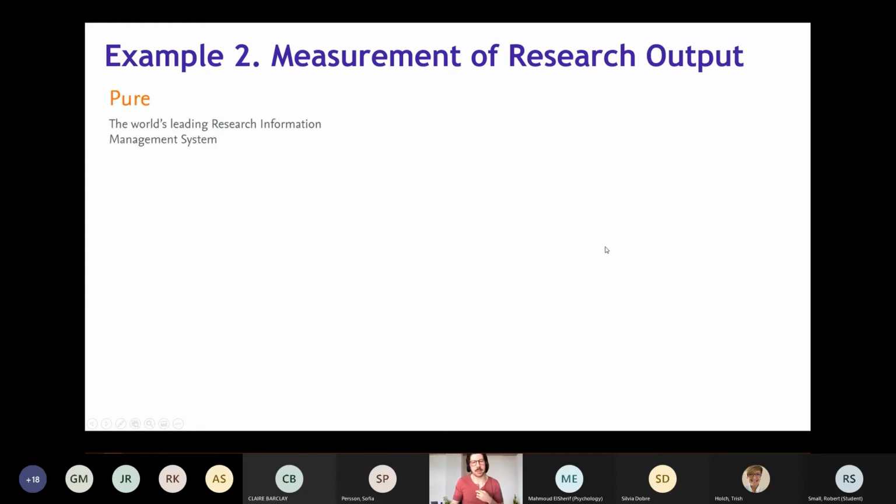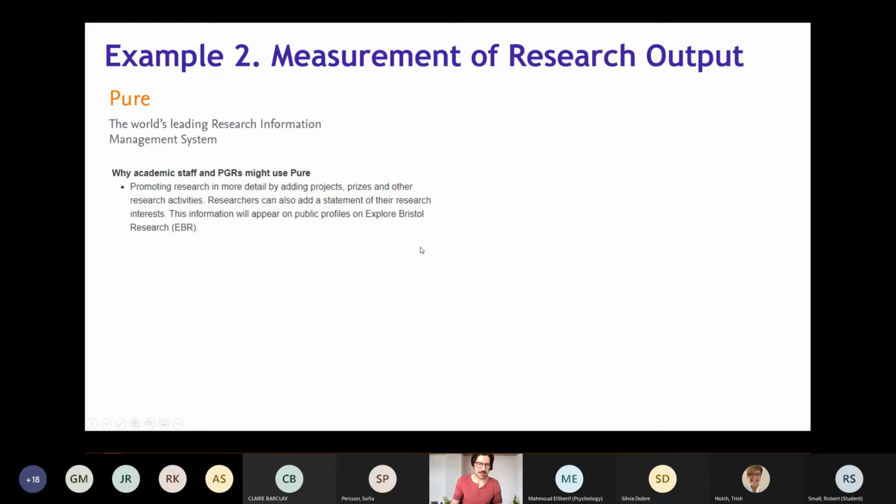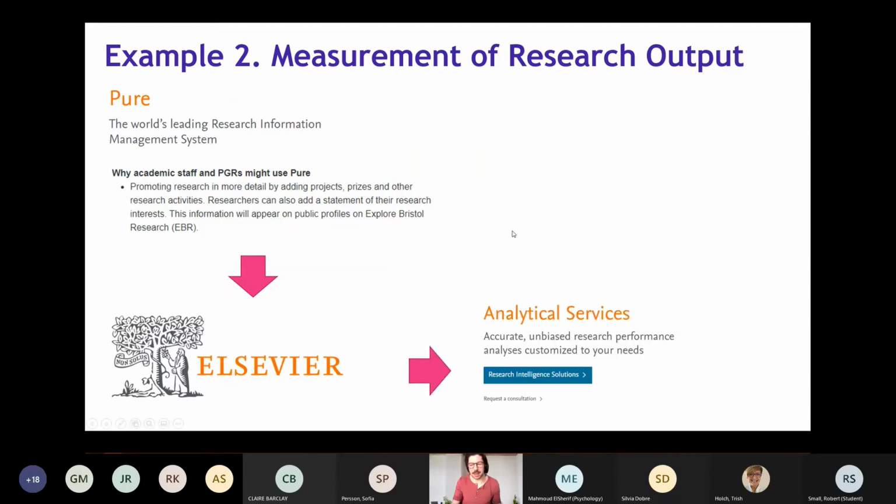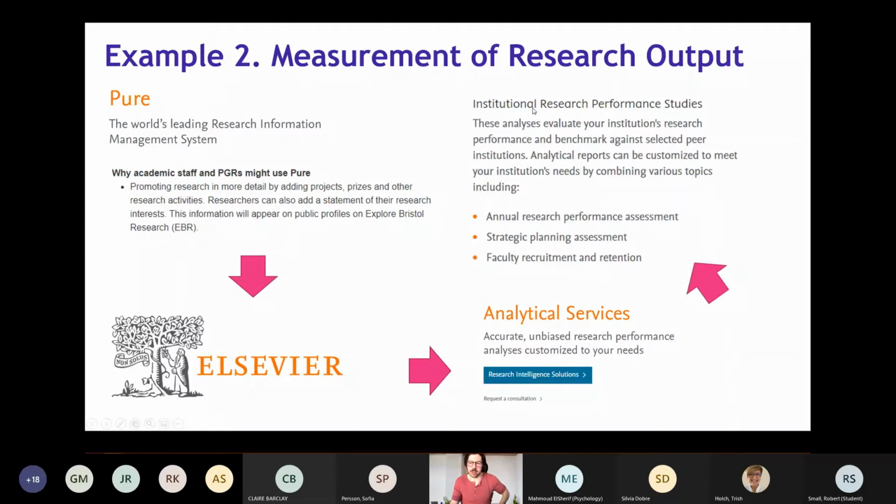And an example of how these are then used by the university to manage research is that your university says, well, why don't you use these systems and tell us all about the research that you're doing and put it into it. Pure is one of the most popular ones. Pure is owned by the publishing company Elsevier, who also publish a lot of journals and so have a lot of data from that part of their business. And then they sell analytical services about research performance to funders and universities. And they say, this can be used by your institution to assess performance of researchers, plan for the future, and with faculty, staff, recruitment and retention.